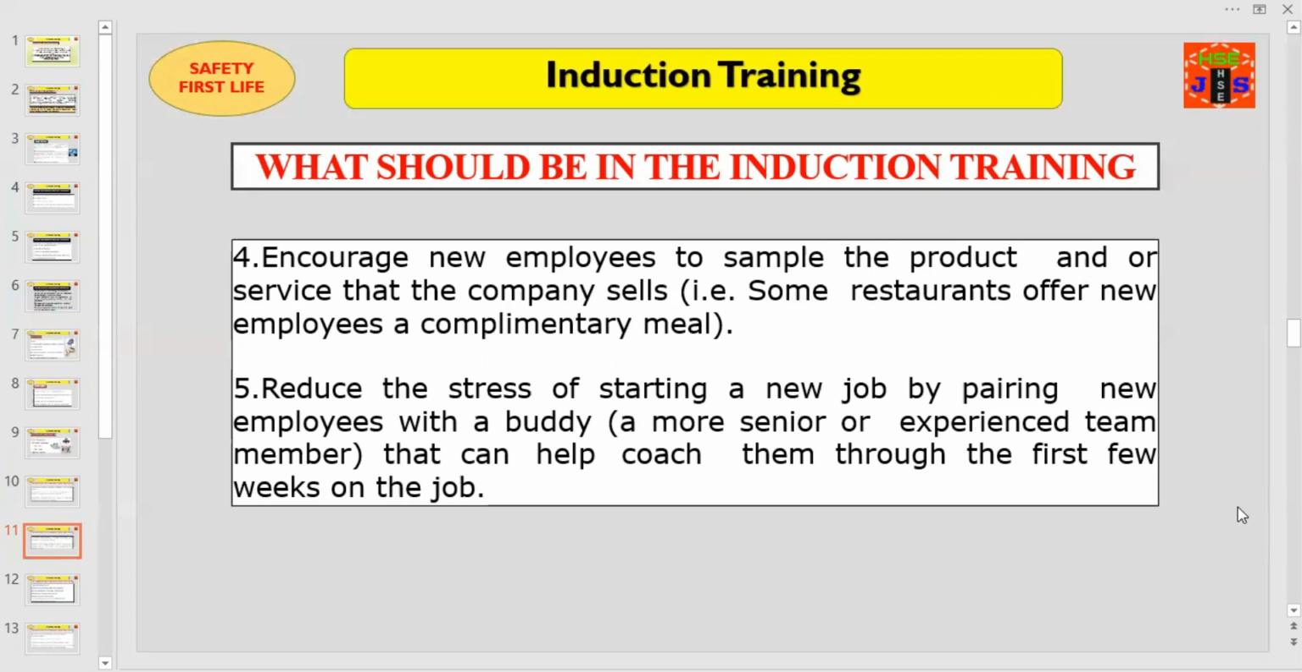Number five, reduce the stress of starting a new job by pairing new employees with a buddy, a more senior or experienced team member that can help coach them through the first few weeks on the job.